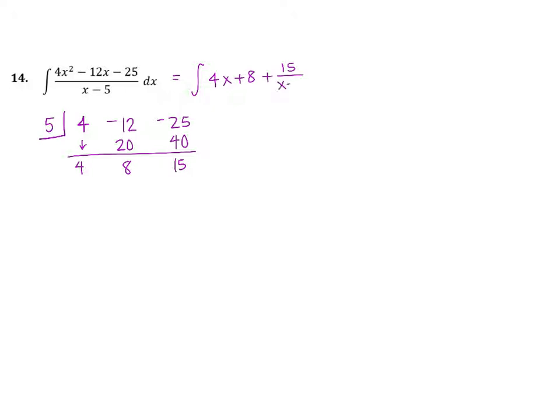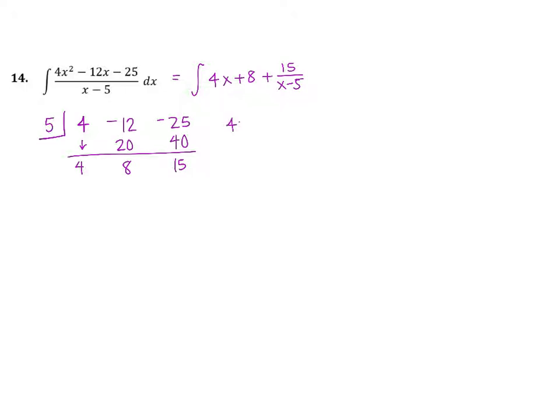Okay, so again for this one, I would do synthetic division again. And so to set up this problem, we are going to have 5. And then let's see, we have 4, negative 12, and then negative 25. Again, drop our 4 down, so that's going to give us 20 and 8, 40, and combine that, it's going to be 15. And so we're really integrating 4x plus 8 plus 15 over x minus 5.